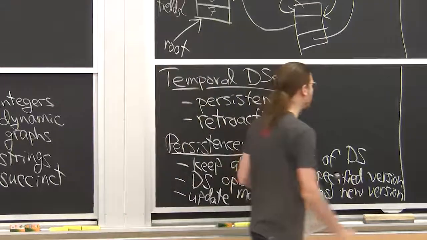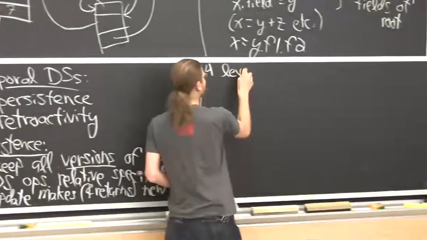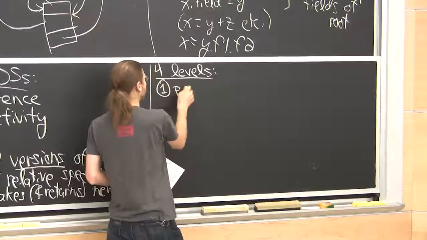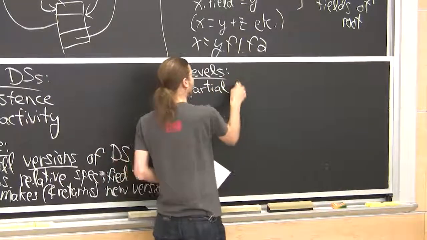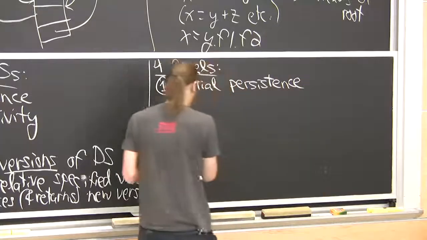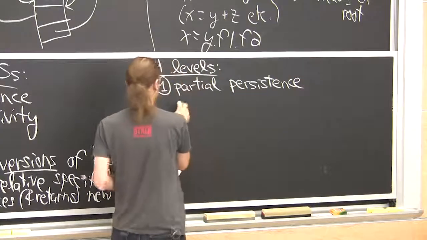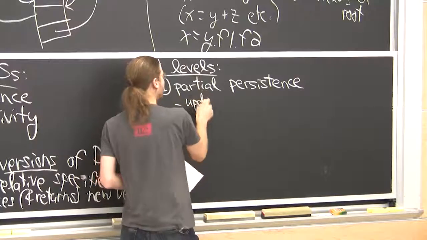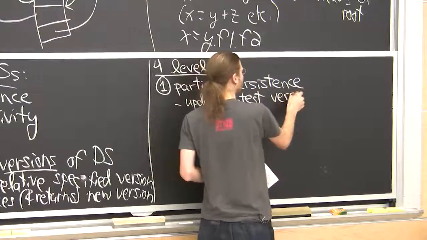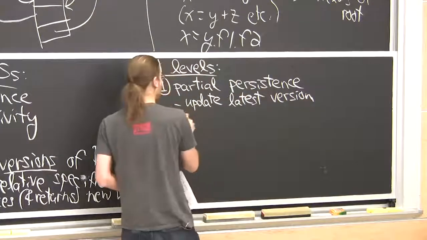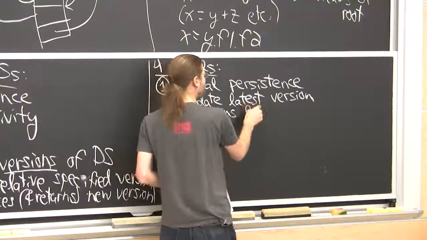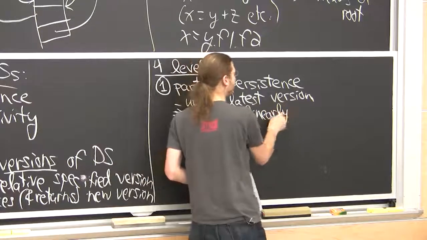And then there are four levels of persistence that you might want to get. First level is called partial persistence. This is the easiest to obtain. In partial persistence, you're only allowed to update the latest version, which means the versions are linearly ordered. This is the easiest to think about. Time travel can easily get confusing.